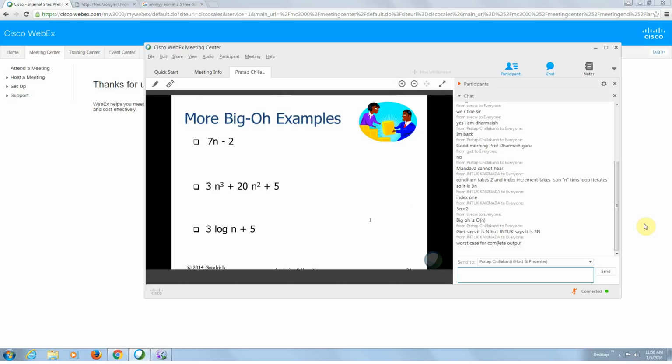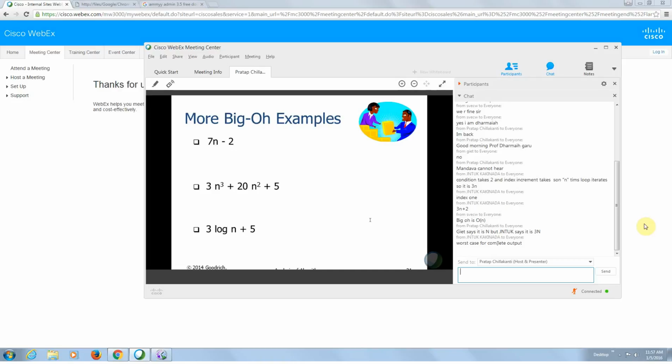So, Jntuk, we said for a given f and g, multiple c and n0 are possible. Yes, I agree. But whatever is the first c, right? Without getting into esoteric functions, for normal functions that we are discussing here, how would you get multiple c's and n0's? You can give me an example, not right away, but after the class or something like that. But yes, definitely they're possible.